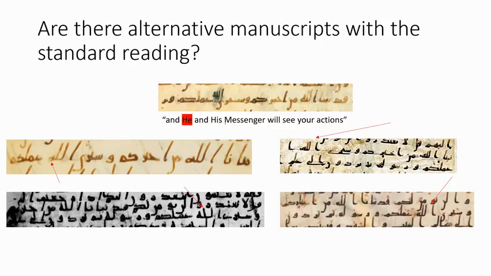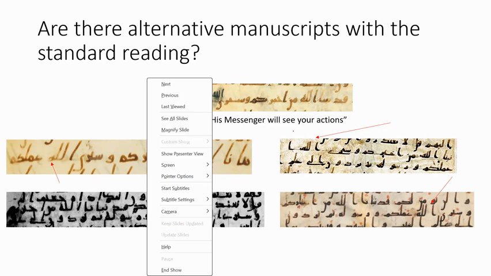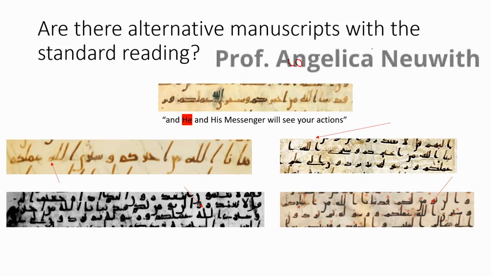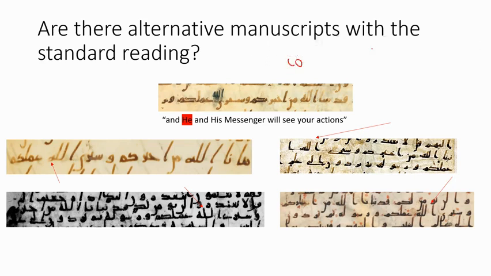Explanation. But he doesn't tell us which manuscripts have the standard reading. And nowadays it's not at all hard to find. There's a website which you can check out, Corpus Coranicum. It's run by Angelica, what's her name? Neuwirth. It's a very useful thing. You can just search the verse and you can find out what manuscripts have the verse, and you can see the manuscripts themselves. Yeah, and most of these screenshots I took from that website.